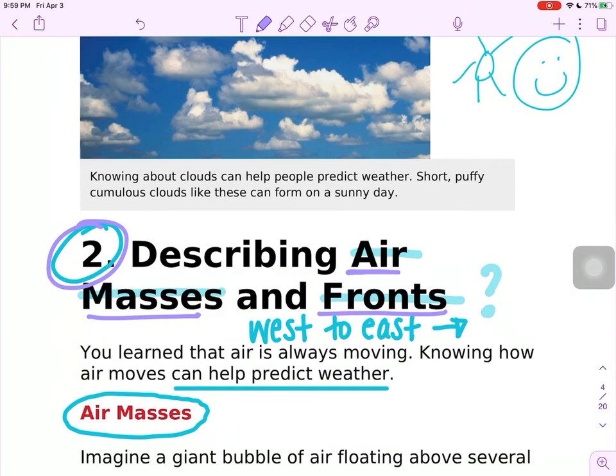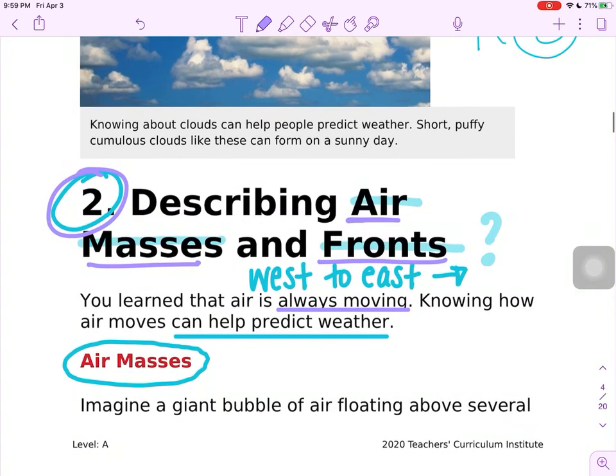So here we go. You learned that air is always moving. So always moving, I recall that it's always moving west to east. Knowing how air moves can help predict the weather. So here we have our first heading, which is air masses. So hopefully this is going to answer my question, what an air mass is.